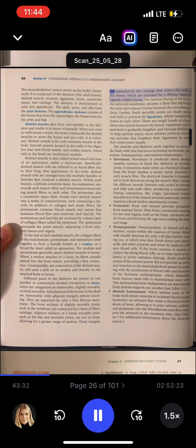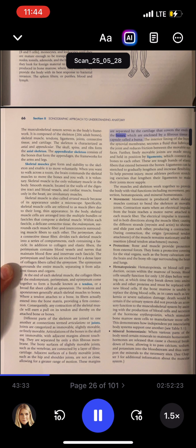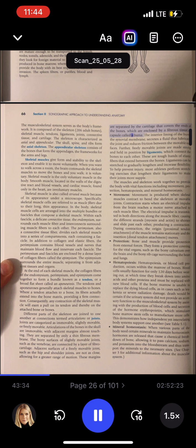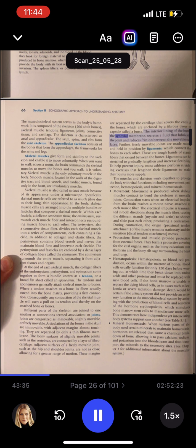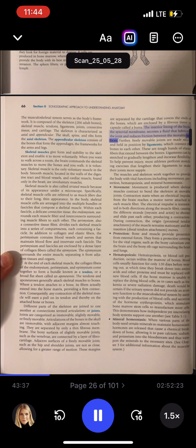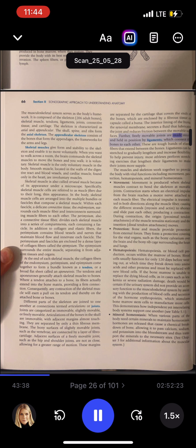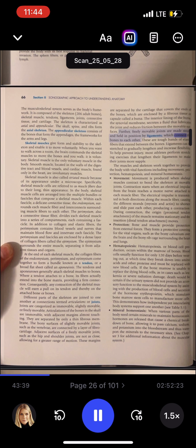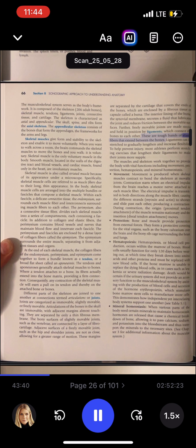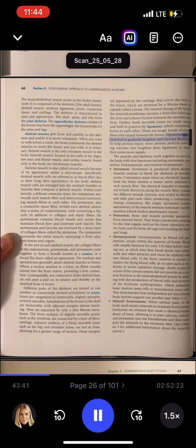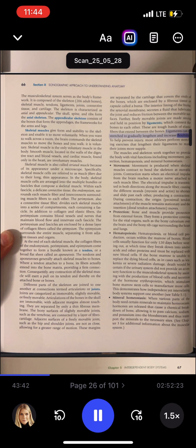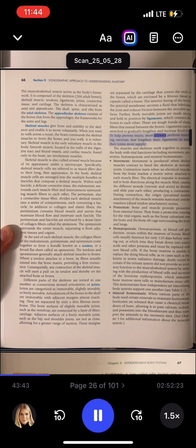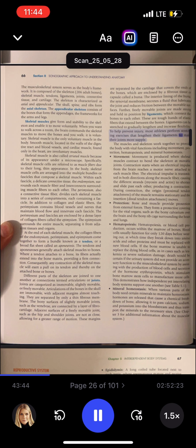These margins are separated by the cartilage that covers the ends of the bones, which are enclosed by a fibrous tissue or capsule called a bursa. The interior lining of the bursa, the synovial membrane, secretes a fluid that lubricates the joint and reduces friction between the movable surfaces. Further, freely movable joints are made strong and held in position by ligaments, which connect the bones to each other. These are tough bands of elastic fibers that extend between the bones. Ligaments can be stretched to gradually lengthen and increase flexibility. To help prevent injury, most athletes perform stretching exercises that lengthen their ligaments to make their joints more supple.